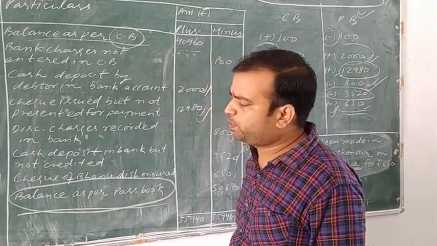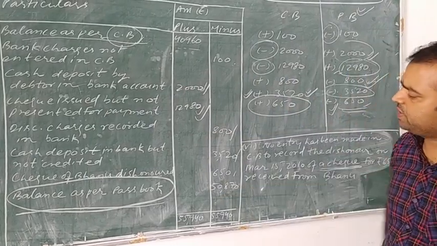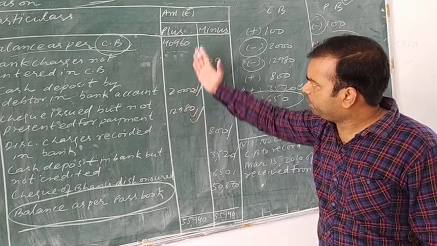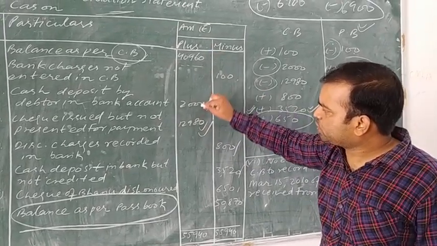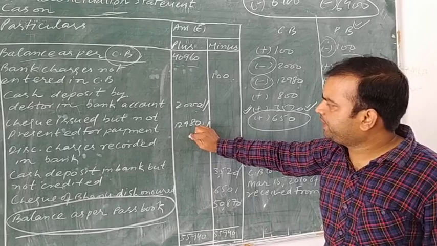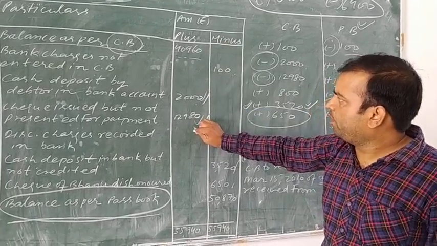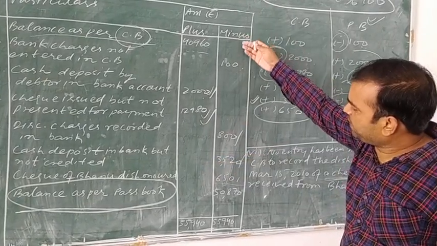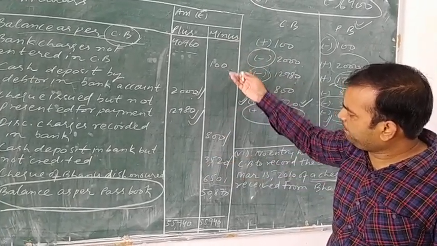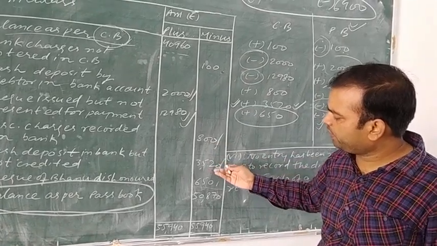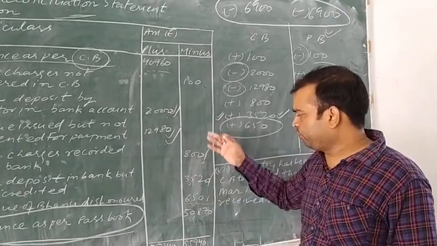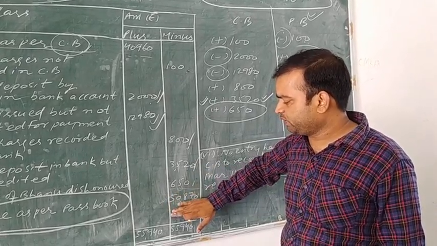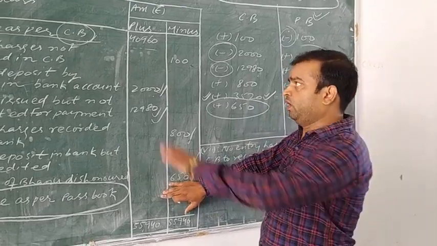Balance as per pass book. How can you get this answer? Just add the plus side total. Do the totaling of the plus side: 40,960 plus 2,000 plus 12,980. Just add these three amounts. Okay. And add the minus side amounts: 100 plus 800 plus 3,520 plus 650. These four amounts will be added on the minus side. Okay, ignore this because this is the answer. 50,870 is the answer of the question.